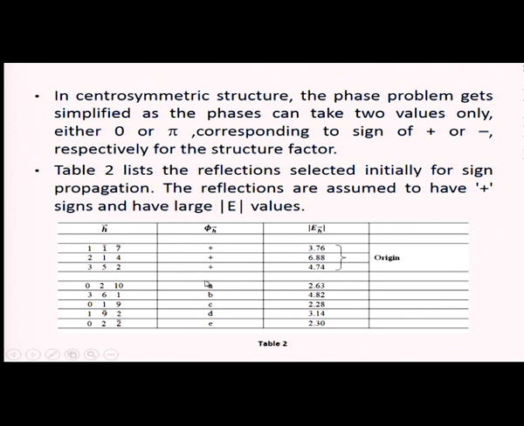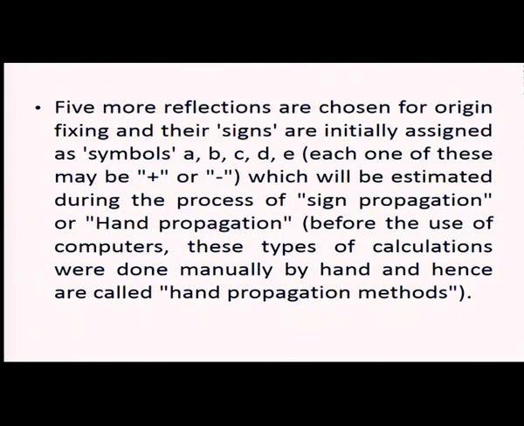Now, with the knowledge of these limited reflections, let us say 5 plus 3, 8 reflections, I am going to get the symbols or phase values for the remaining hundreds of reflections. That is called hand propagation. Now, these 5 more reflections, the second bunch, are chosen for origin fixing, and the signs are initially assigned as A, B, C, D, E. Each one of the signs can be plus or minus, and now you are using sign propagation or hand propagation.